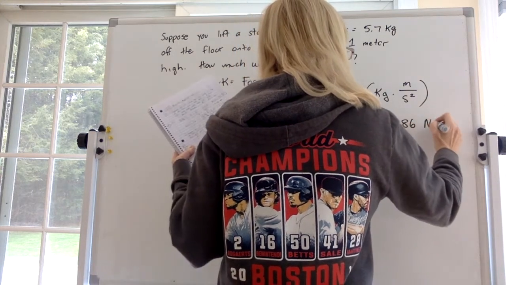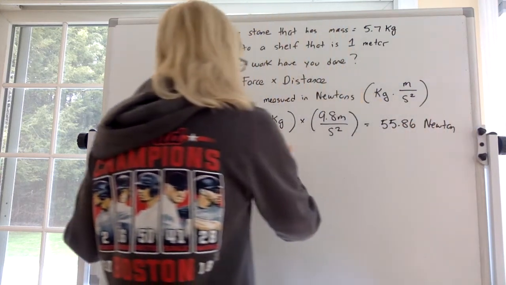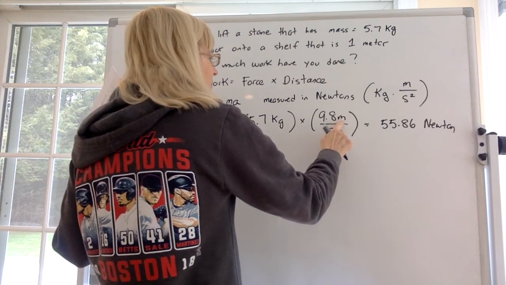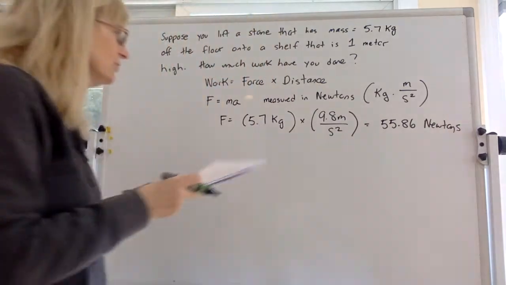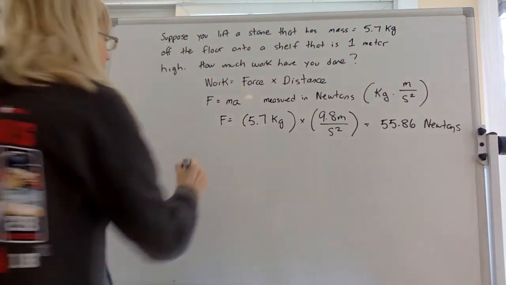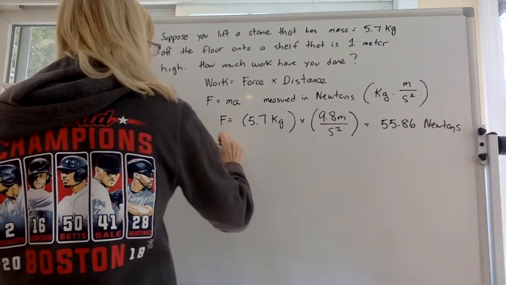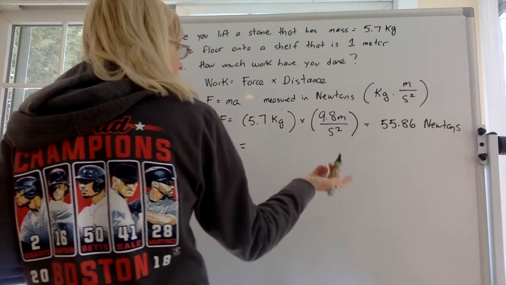So we end up with kilograms times meters over second squared, we end up with newtons. So we have 55.86 newtons. Guess what? That's our force. So now our work equals the force times the distance equals, what's the force?